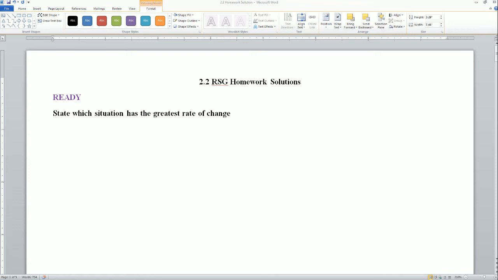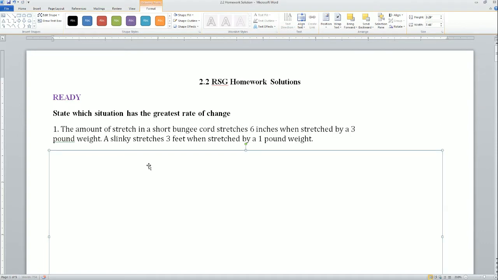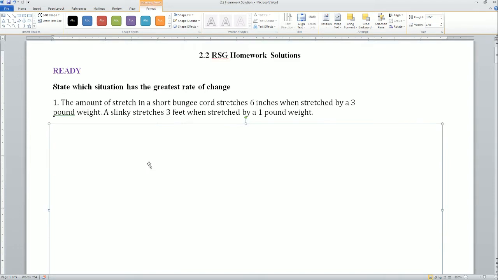Welcome, this is the solution for the 2.2 Ready, Set, Go. The first part, we have the Ready. It says state which situation has the greatest rate of change. Alright, the first one, you have this scenario.